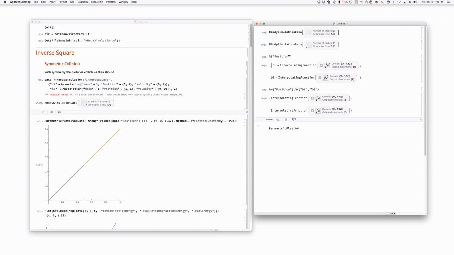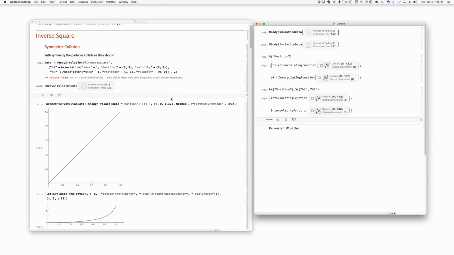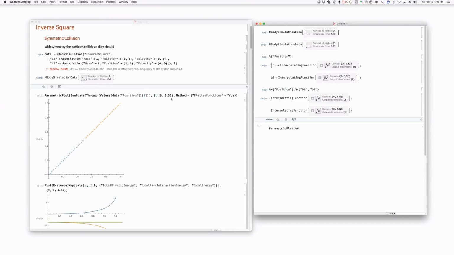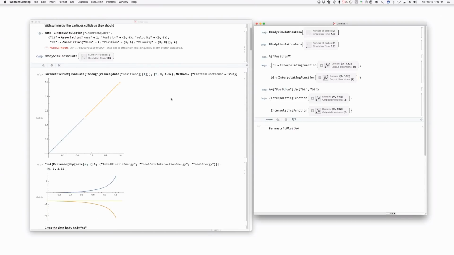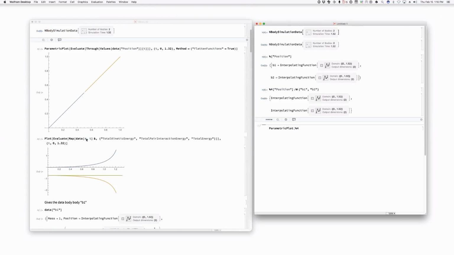Fine. What's this method, flatten functions? True? That's supposed to make it so that I could do it without the evaluate. So I just left them in for now. So it doesn't evaluate, but it doesn't work right now anyway. So it's sort of trying to ignore that.